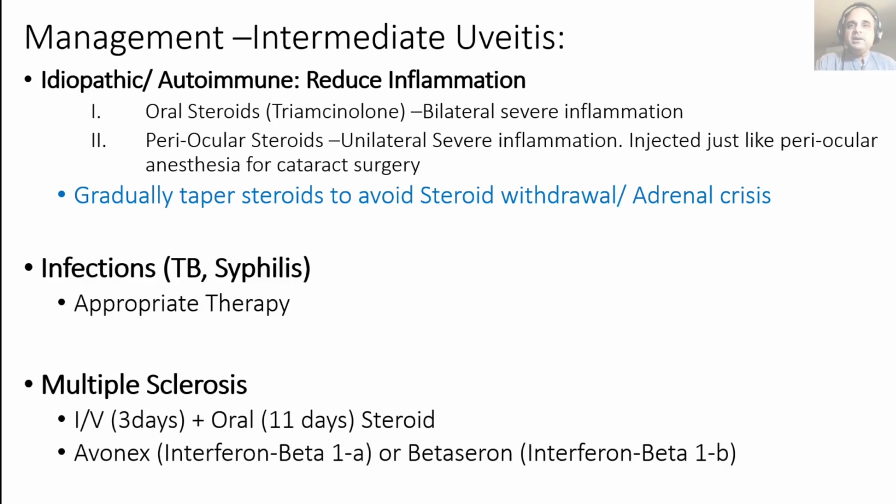If you specifically pick up multiple sclerosis, you have to give treatment for multiple sclerosis, which is intravenous steroids for 3 days plus oral steroids for 11 days. Again, more on this when we talk about multiple sclerosis in the setting of optic neuritis. Or you can also give Avonex, which is interferon beta-1a, or Betaseron, which is interferon beta-1b.